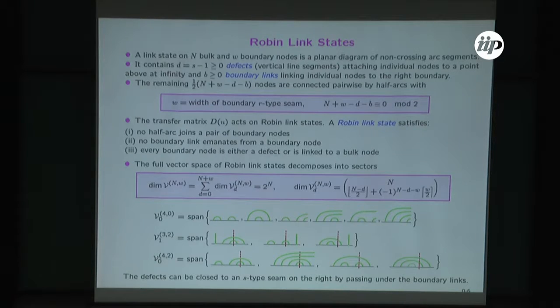And those vertical defects can be closed. This is a matter of taste. They can be closed to an S-type seam on the right by passing under these boundary links. So you can take such a defect and close it to the right. Each of these can be closed to the right, and it's just a different way to do the same bookkeeping. Alternatively, you can close these vertical defects to the left. It's a matter of taste. They're all equivalent.